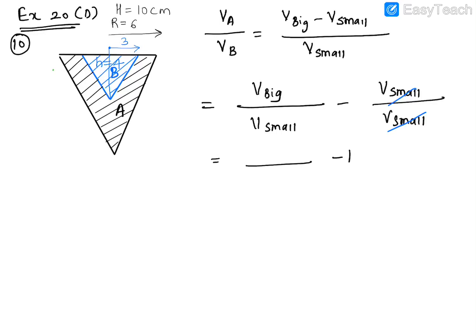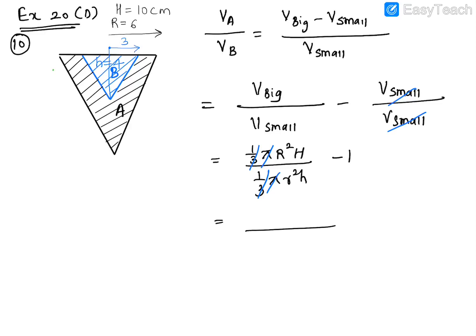What is the volume of the big cone? So the volume of the big cone is equal to what? 1/3 pi r squared h. Small cone, 1/3 pi r squared h. What can we cancel here? We can cancel 1/3 pi, 1/3 pi. Okay, and what else will you get over here? R squared upon r squared.